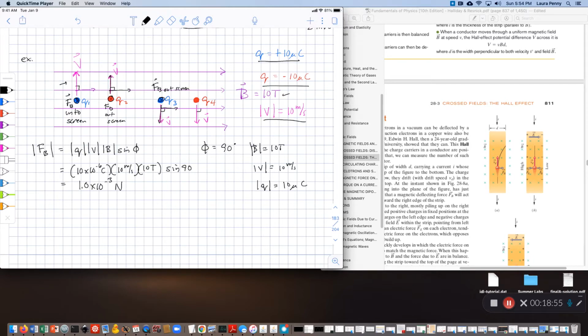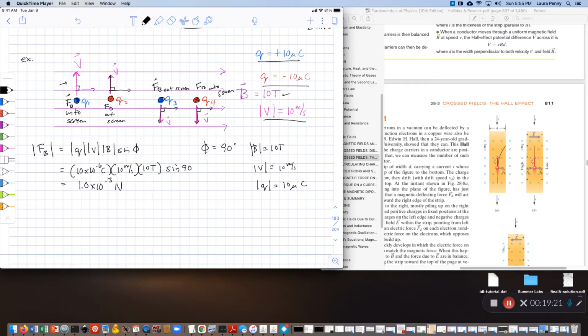For Q4, my fingers point along the velocity, and then they curl and move just like I just did for Q3, but this is a negative charge. And so that means that my thumb then needs to point into the board, or into the screen, because it's a negative charge.